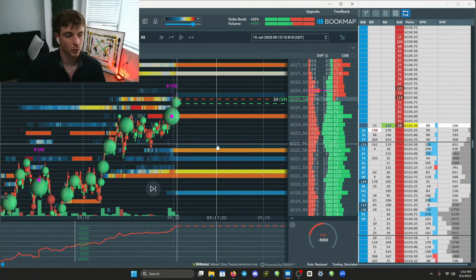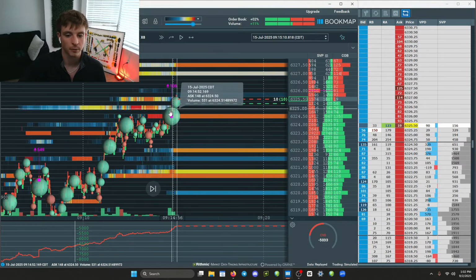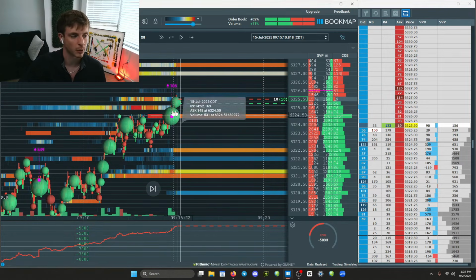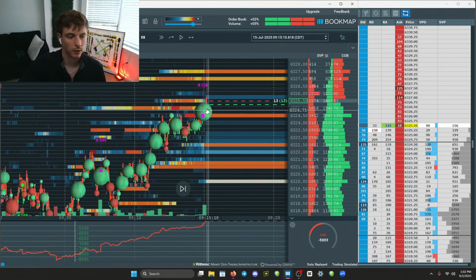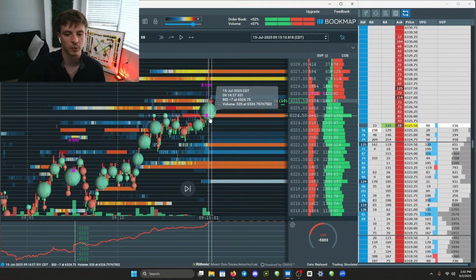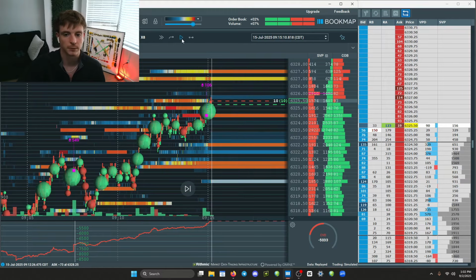If you're not using the absorption indicator, you can just look at the size of the bubbles. Sounds funny to say, but if there's a huge green bubble and price didn't move up a lot, that means there was a lot of volume that transacted that didn't move price.